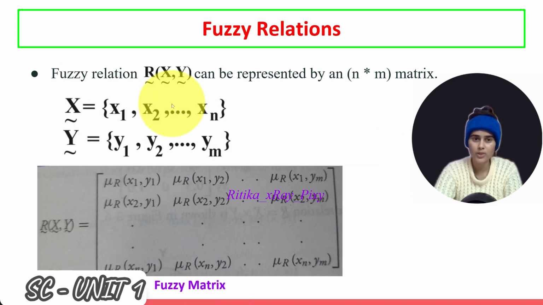Here we have two sets x and y, and you can see the elements for x: x1, x2 up to xn, and elements for y: y1, y2, ym. This is the fuzzy matrix that represents the relationship between these two fuzzy sets. Each pair contains the elements of both sets: x1, y1, x1, y2, x1, ym, then x2, y1, x2, y2, x2, ym, and so on.